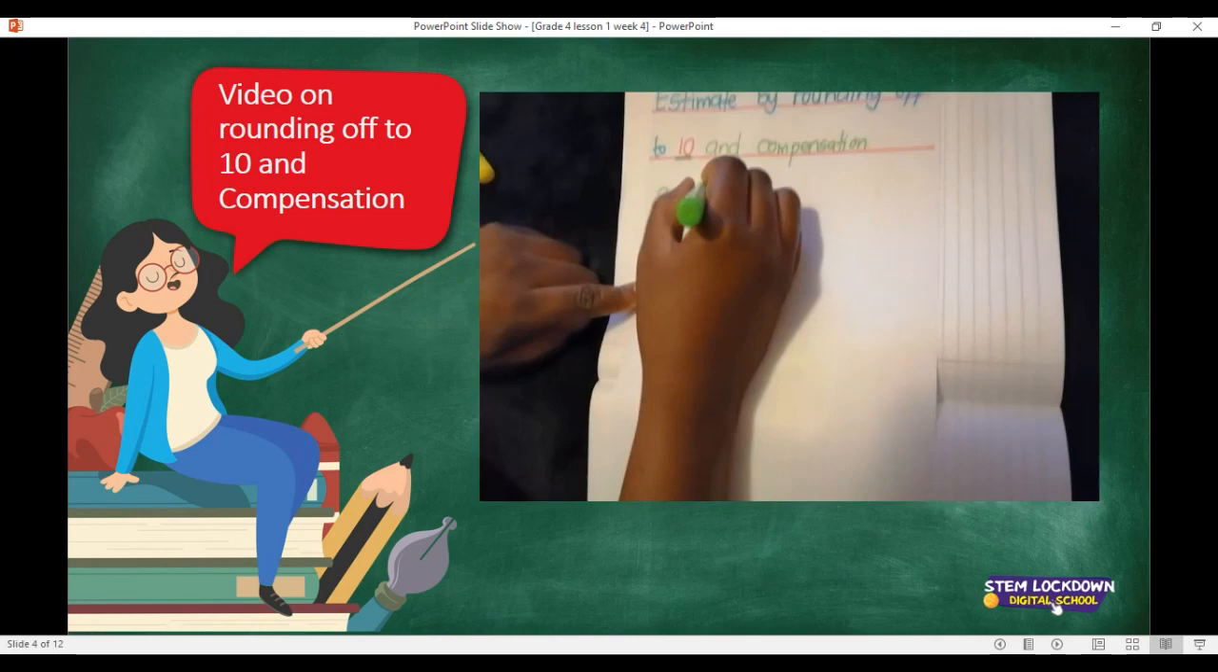Okay, remember, the number is 17, it is 22 plus 17. So I'm waiting to see what is 17 to the nearest 10 and what is 22 to the nearest 10.